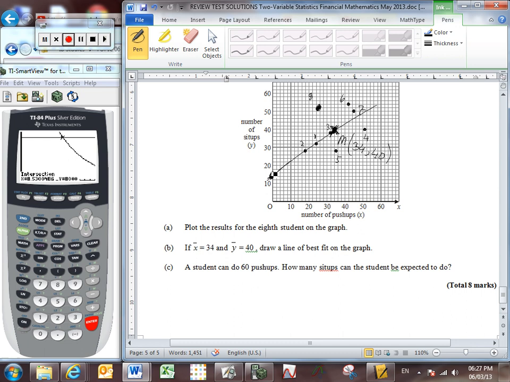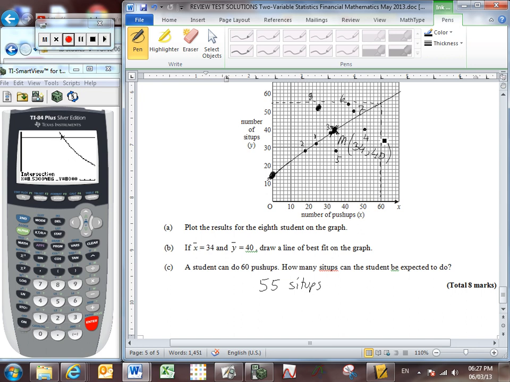Okay, a student can do 60 push-ups. How many sit-ups can a student be expected to do? This is really kind of a tricky question because although I could sketch up from 60 and then across to the sit-ups to estimate that a kid who does 60 push-ups is going to do around 55 sit-ups, I'm a little nervous about this because that 60 is actually outside the range of data that I've been given. This is an example of extrapolation.